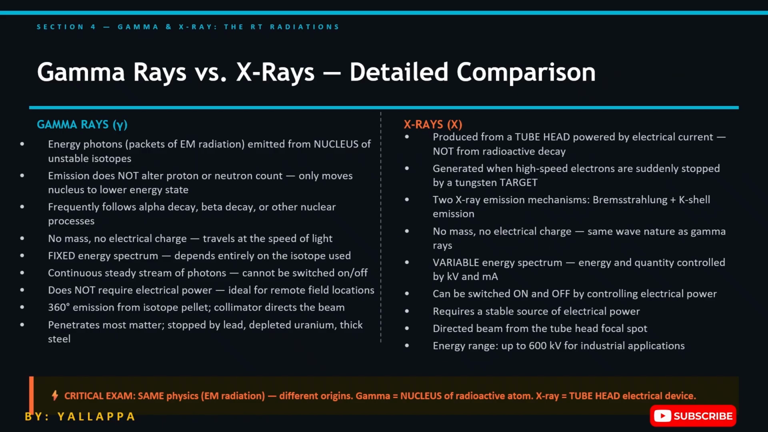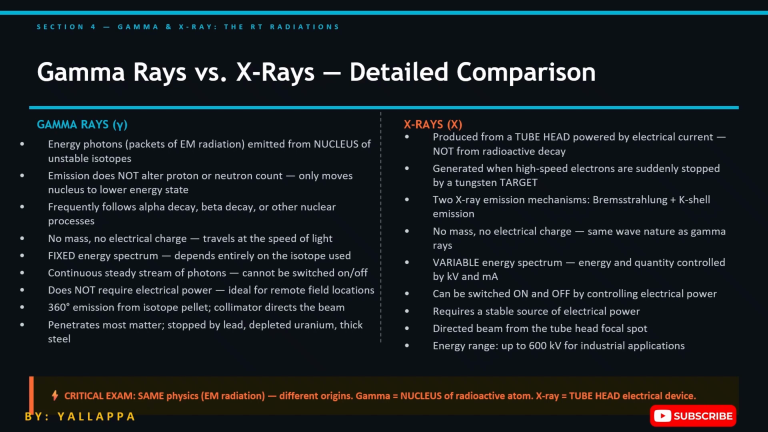This is one of the most important comparison slides in the entire chapter. Gamma rays and X-rays are both electromagnetic radiation. They have no electrical charge and no rest mass. The difference is their origin. Gamma rays originate from the nucleus of a radioactive atom. X-rays used in industrial radiography are generated by an electrically powered X-ray tube.